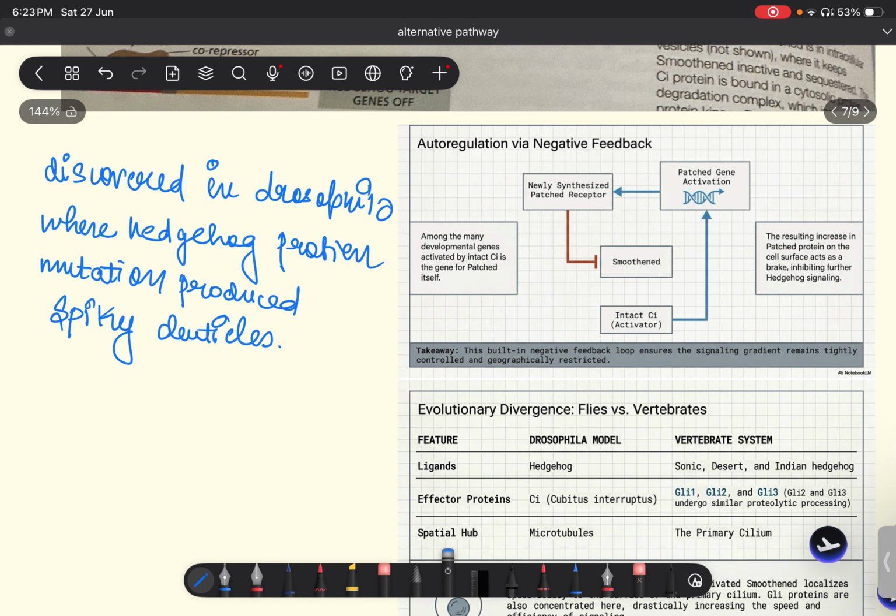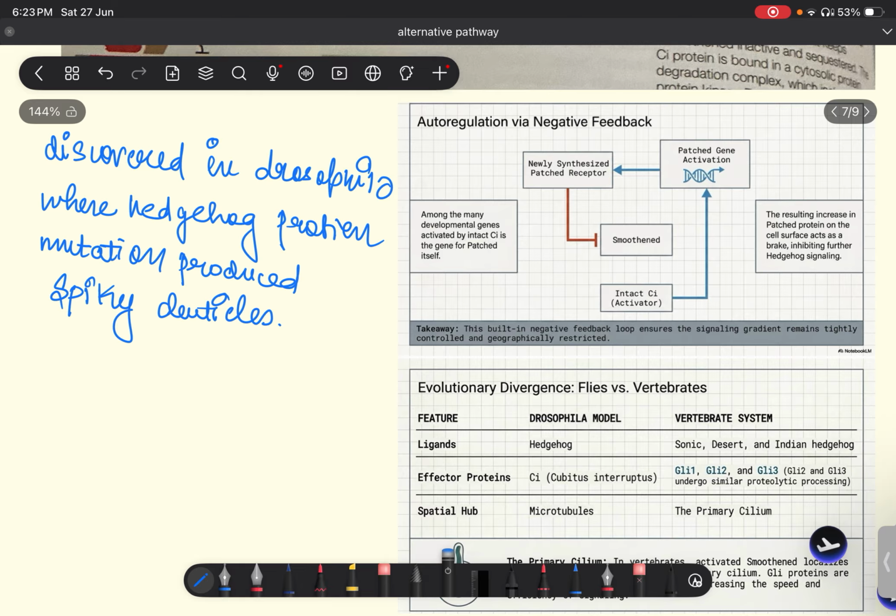Now, this is your negative feedback and auto-regulation, how it's basically done. So, what is the negative feedback that you can imagine, right? That is, if I don't want this signal, then there should be patched receptor so that it can keep the smoothened in inactive state. So this is your negative pathway.